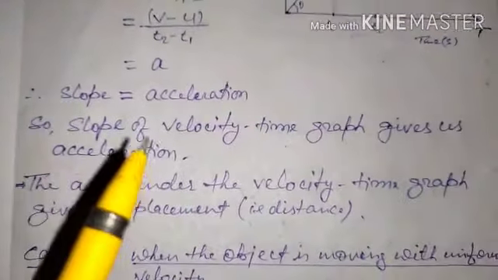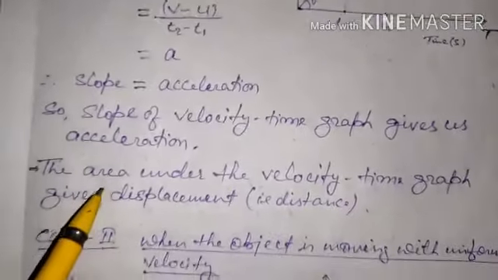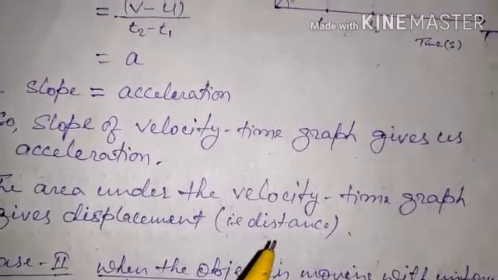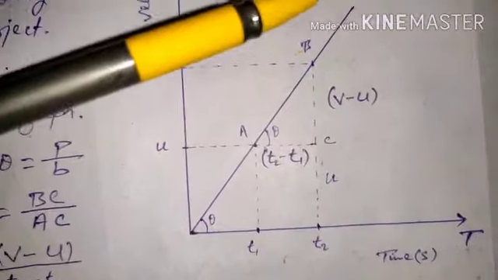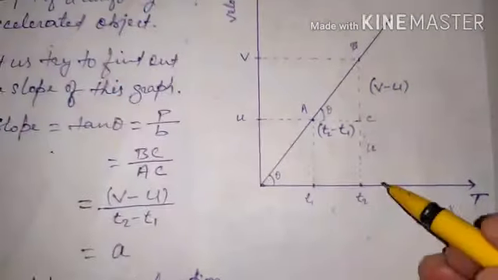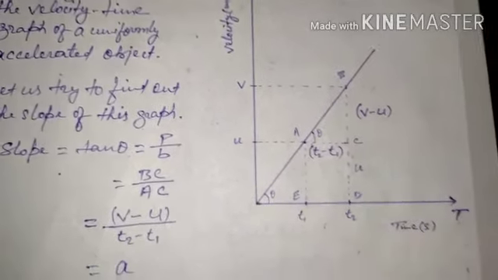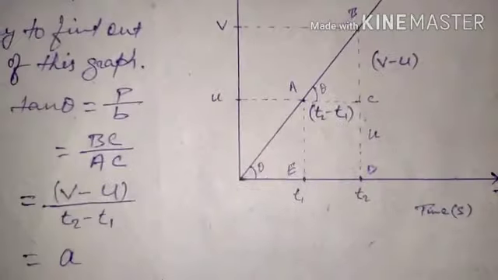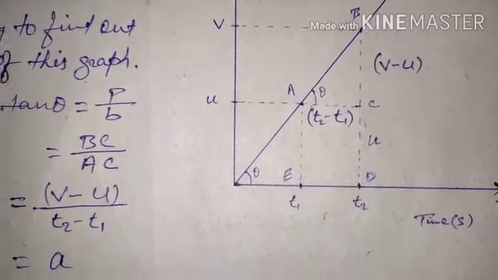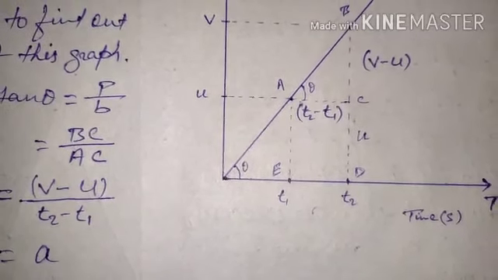One more thing we can conclude from this graph. First of all, I'm writing the statement for that. The area under the velocity time graph gives displacement, that is distance. So it means the area under the velocity time graph, you can see the area A, B, C, or you can name these 2 points also as D and E. But here I'm not going to calculate, because this is a complicated thing. If I start calculating area over here, then you will get confused. So that I'll do in later parts.